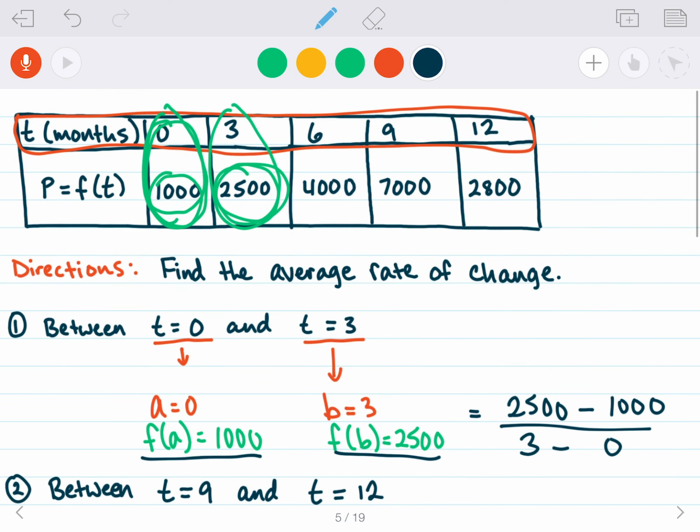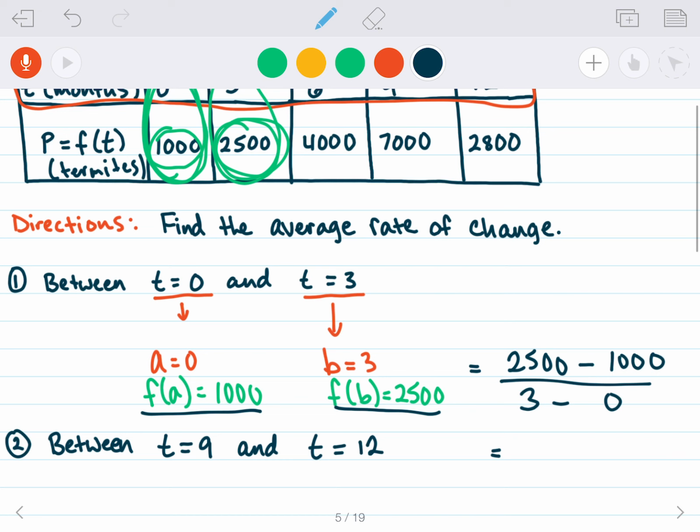And this is our population of termites. So the output is termites, and the input is months. So on top, we know that our units are going to be termites, and on the bottom, the units are going to be months. So on top, 2,500 minus 1,000 is going to be 1,500 termites. On the bottom, 3 minus 0 is 3, and that unit is in months. So 1,500 termites per 3 months.